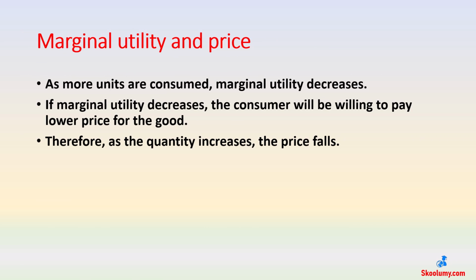There is a relationship between marginal utility and price. The marginal utility, or extra satisfaction, derived from consuming a product determines the price a consumer is willing to pay for it. Due to the law of diminishing marginal utility, as quantity consumed increases, the marginal utility decreases. Therefore, as quantity increases, price falls because the marginal utility falls.